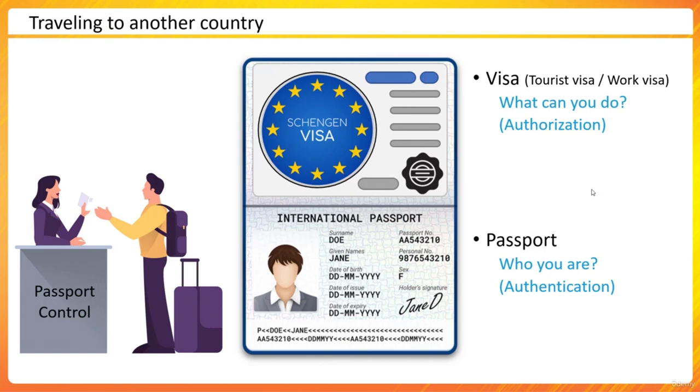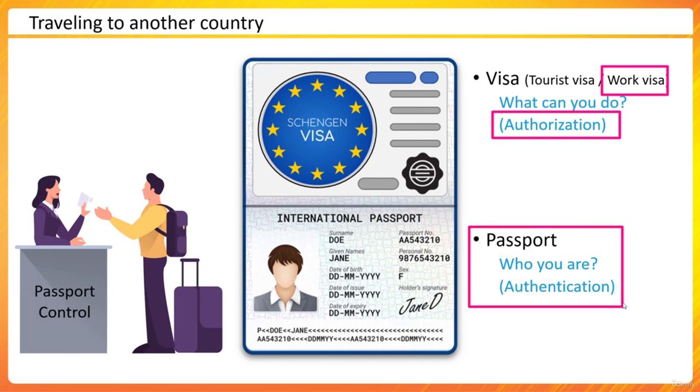So that is your authorization. Are you authorized to only travel, or are you authorized to also work? That is stated on the visa. So authentication is verifying who you are. That is the passport telling the visa officer the same thing, and your visa details tell them what you can do in this particular case, and they may ask you some questions around it if they need to.